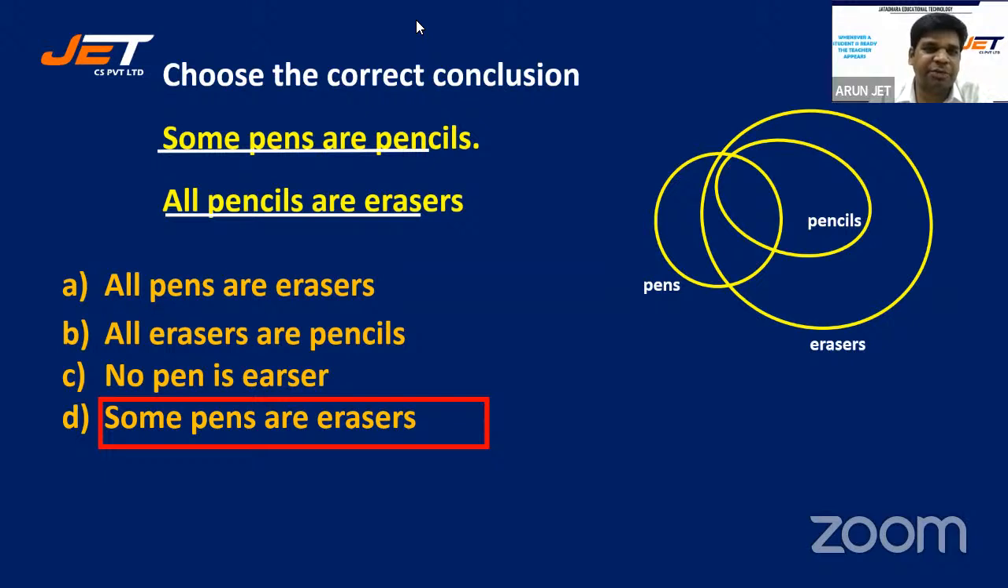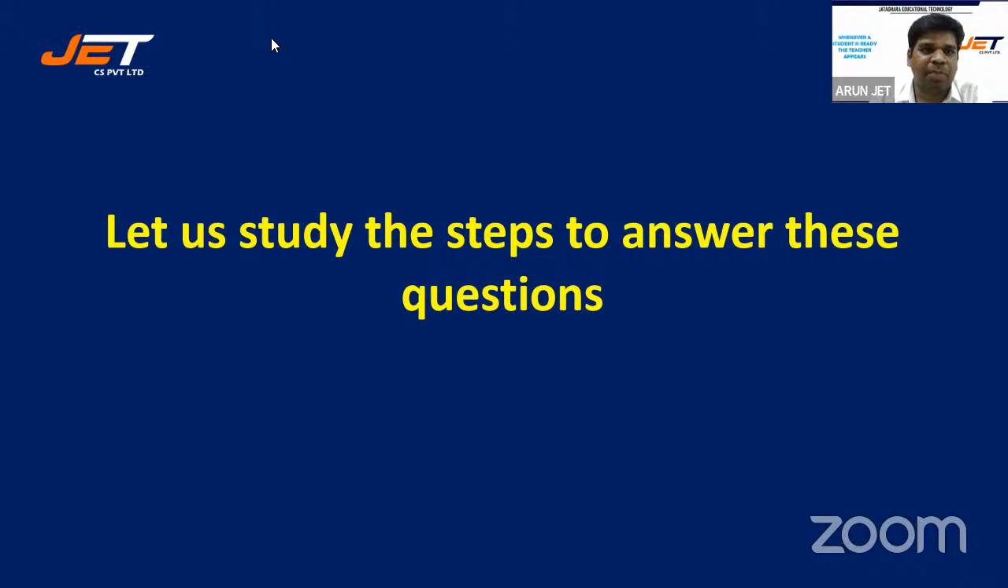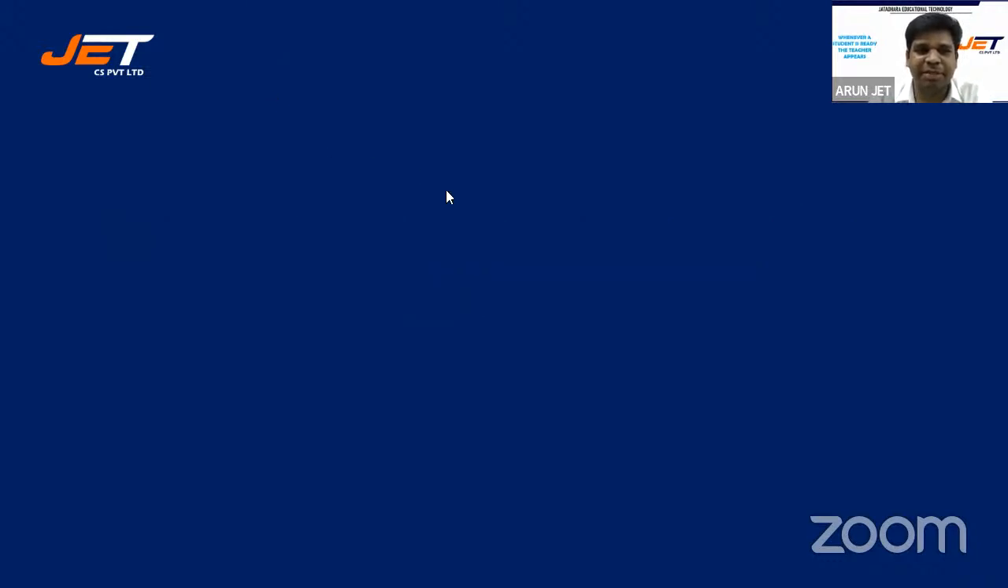Shashank, where do you think you've gone wrong? All erasers are pencils you got, right? I think you got where you went wrong, Shashank. All right, good. Good, Shashank. All right, so let's go for the next example. So we have seen examples. Let's study further.